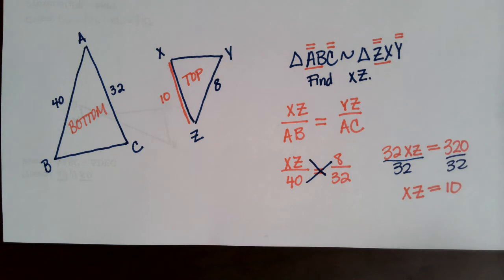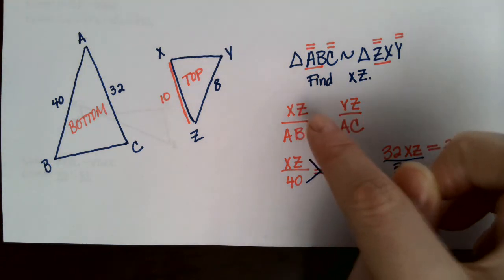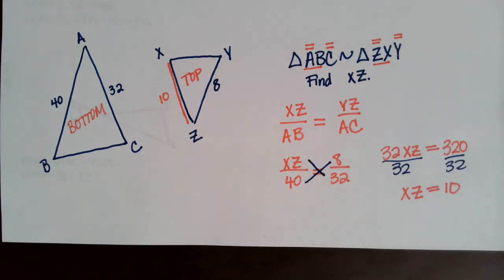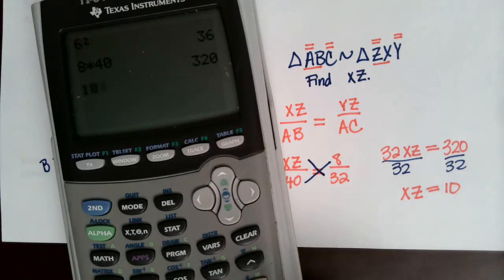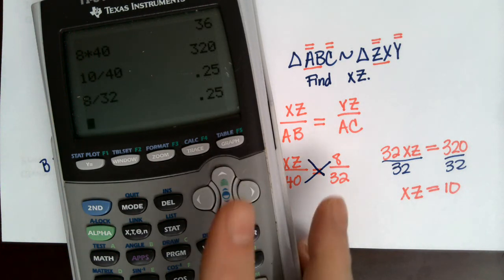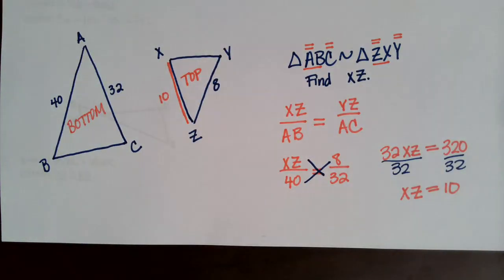The other way you could double check your work is you could fill in these proportions. So 10 over 40 gives us 0.25, and 8 over 32 gives me 0.25. So I am sure that I got the right answer for my missing value.